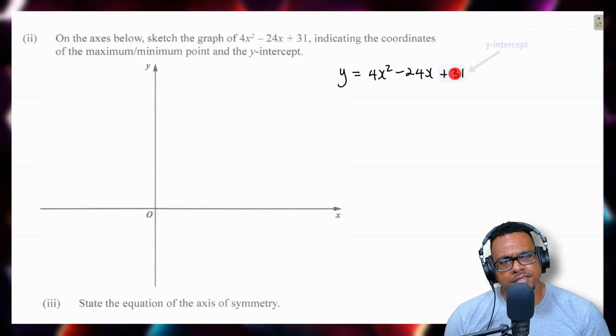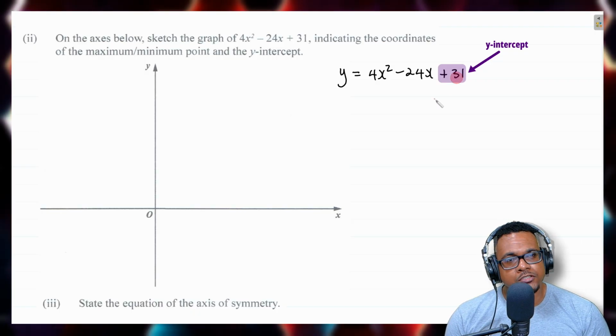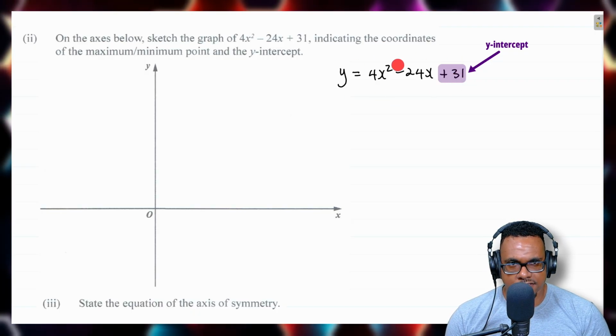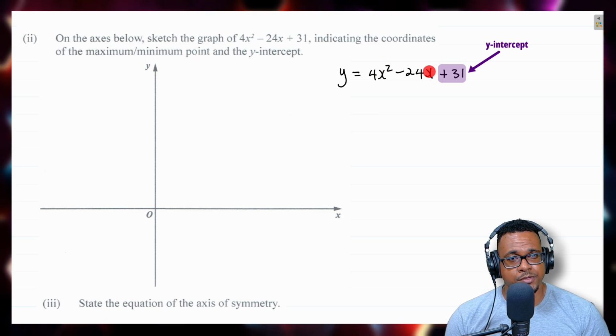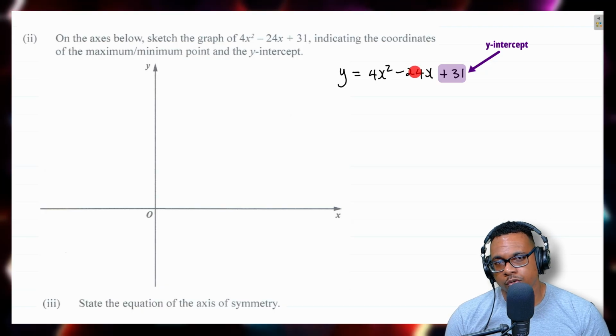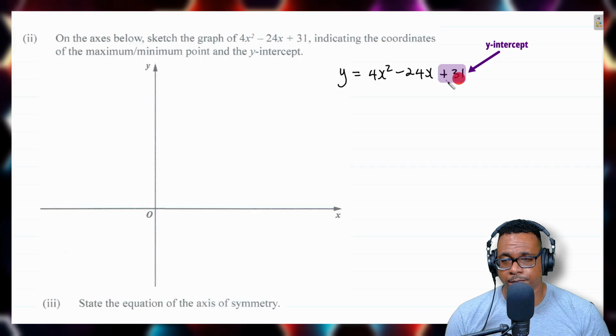Now the y-intercept will be 31 because you obtain the y-intercept when x is equal to 0. So if I were to substitute x is equal to 0 into this equation, if I put x is 0 here, any number by 0 is 0. So this will be 0. If I put 0 for x here, this will be 0. And the only thing that remains is y is equal to 31. So that's my y-intercept, 31.